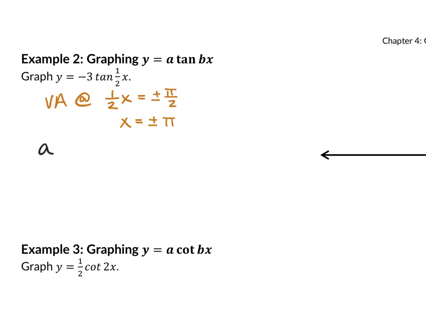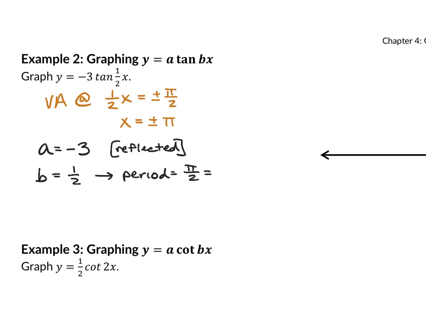If we look at our values here, the a value is negative 3, so that means that I'm not only going to vertically dilate this, I'm also going to reflect. And me being me, I need to write down that this is reflected or else I will forget. So no longer will tangent be increasing, the points should be decreasing. My b value is 1/2, which means that the period is pi divided by 1/2, and pi divided by 1/2 is 2 pi. For this one, there's no phase shift and there's no vertical translation. So this is pretty simple.